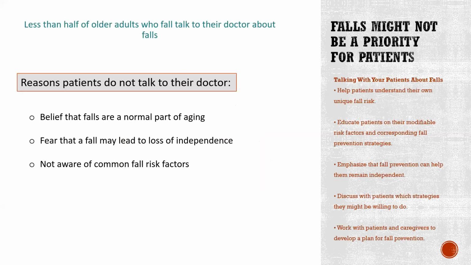So although falls are really common, what we tend to find is that our older adults might not tell us about their falls or about their risk associated with falls. Sometimes they might think that falls are just a normal part of getting older and that there's nothing they can do about it. Other times they might have a fear that if they talk about their falls, it could place them at risk of being put in the nursing home, or it might threaten the independence that they have. And also just the general awareness of common risk factors that put them at an increased risk for falls.